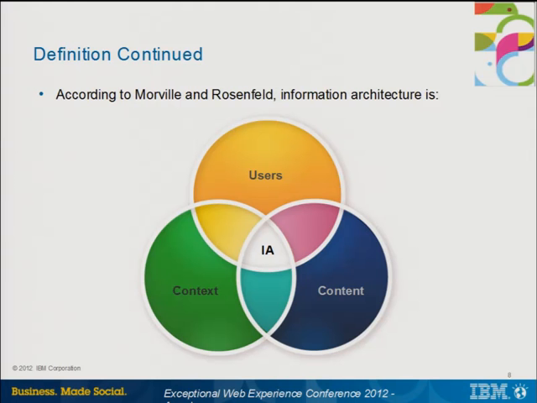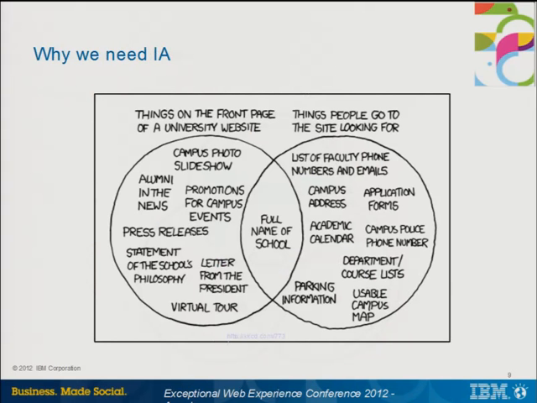Particularly in the realm of now, when we're interacting with a website through a mobile device, context is almost king, right? Context is the aspect that will either make your site successful or a complete and utter failure. Well, hopefully not a complete and utter failure. So why do we need IA?